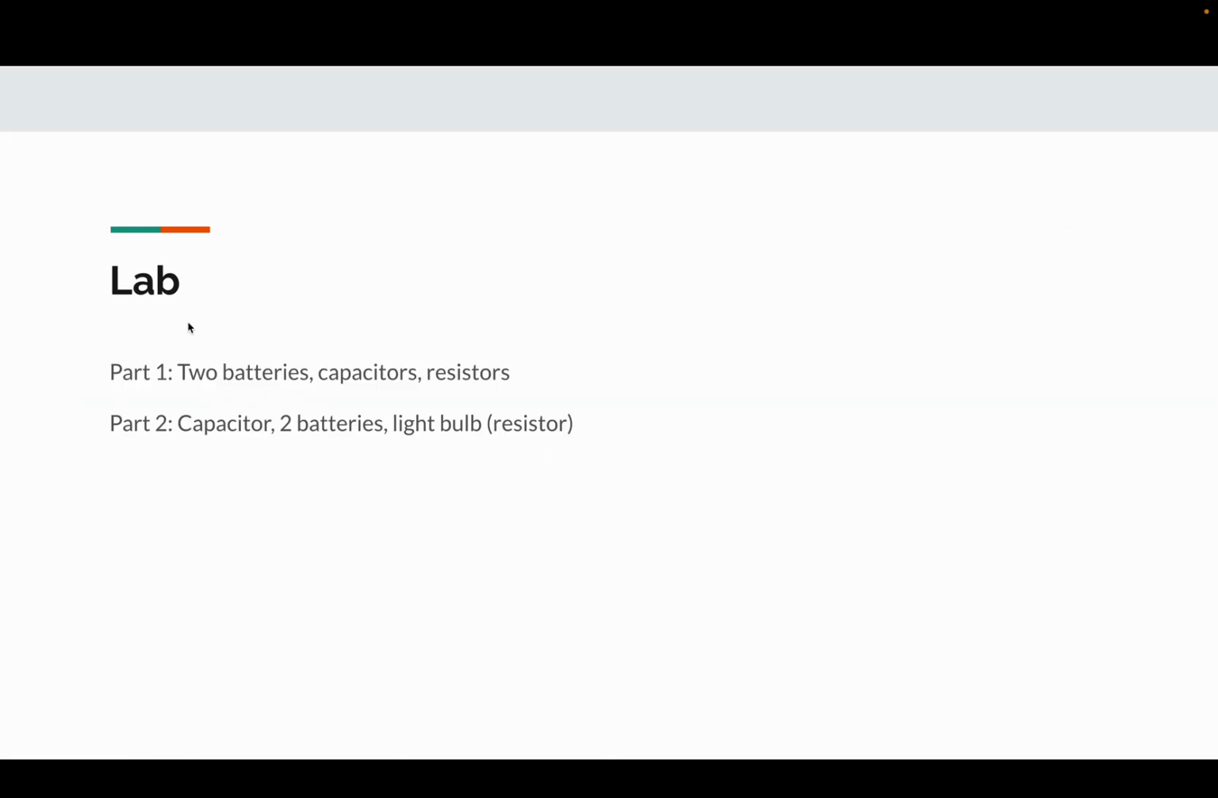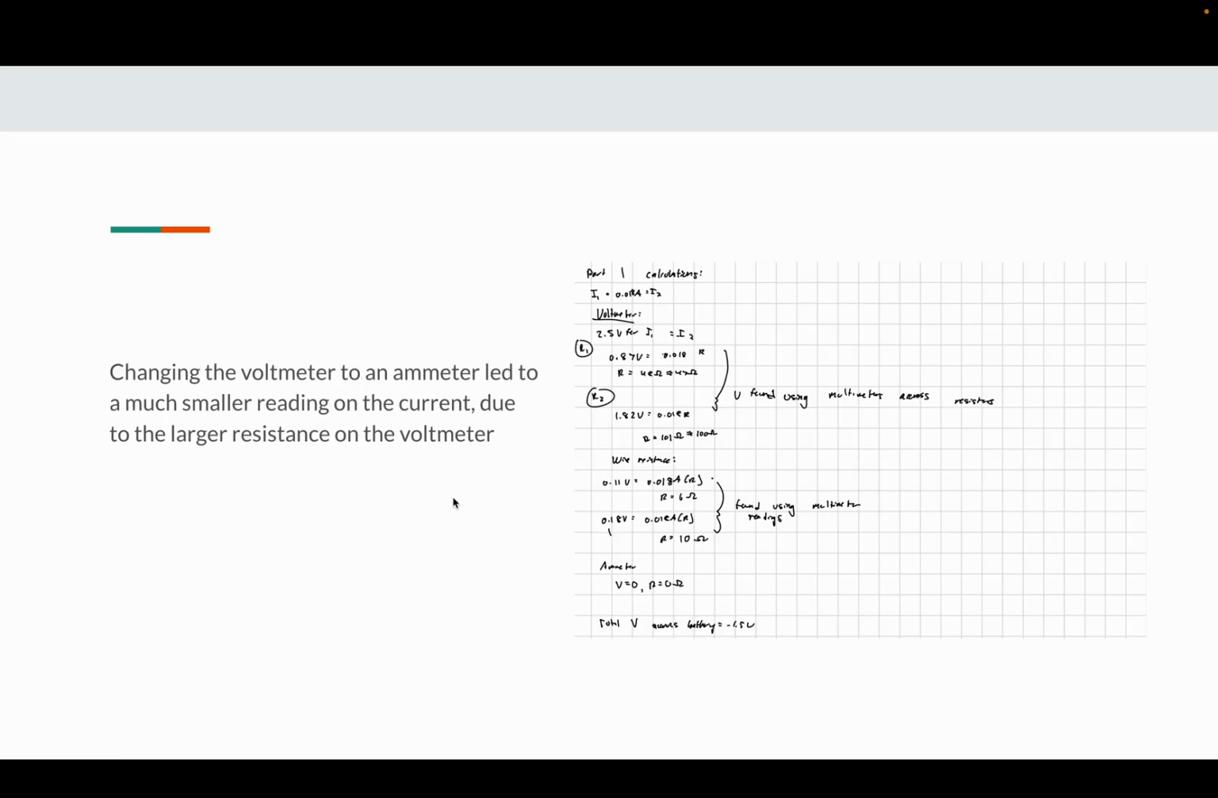And so the first part, as you can see in the pictures, was the two batteries, capacitors, and resistors circuit. And the second part was the capacitor, two batteries, and the light bulb, which acts as a resistor. And so here are our calculations for part 1.